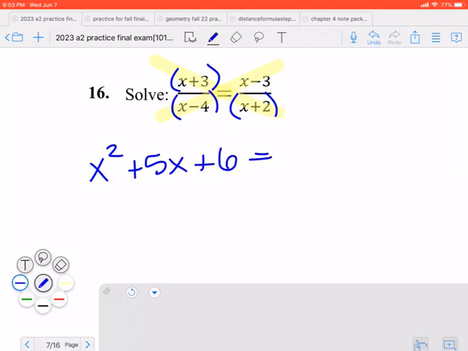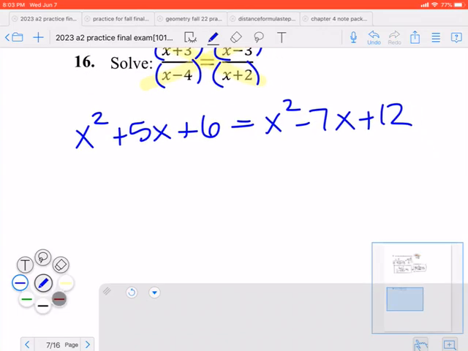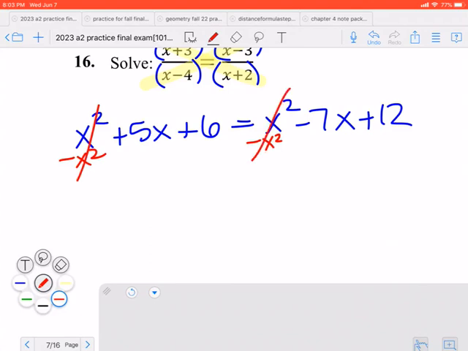Equals, and now multiply x minus 4 times x minus 3. X squared minus 3x minus 4x is minus 7x. Negative 4 times negative 3 is positive 12. Now I would want to put everything on one side equal to 0. When I subtract x squared from both sides, our x squared terms disappear. So we have 5x plus 6 equals negative 7x plus 12.